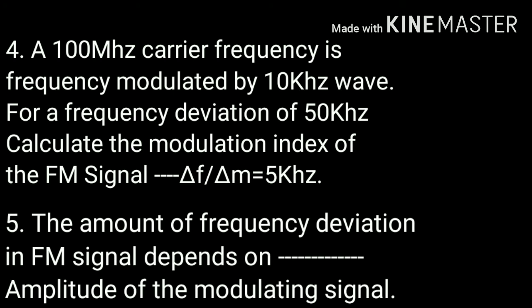Next bit, a 100 megahertz carrier frequency is frequency modulated by a 10 kilohertz wave for a frequency deviation of 50 kilohertz. Calculate the modulation index of the FM signal. Okay, here we find the modulation index. Frequency deviation is 50 kilohertz and modulating frequency is 10 kilohertz. Then modulation index equals delta F by fm. Delta F by fm, then 50 kilohertz by 10 kilohertz equals 5 is the modulation index.